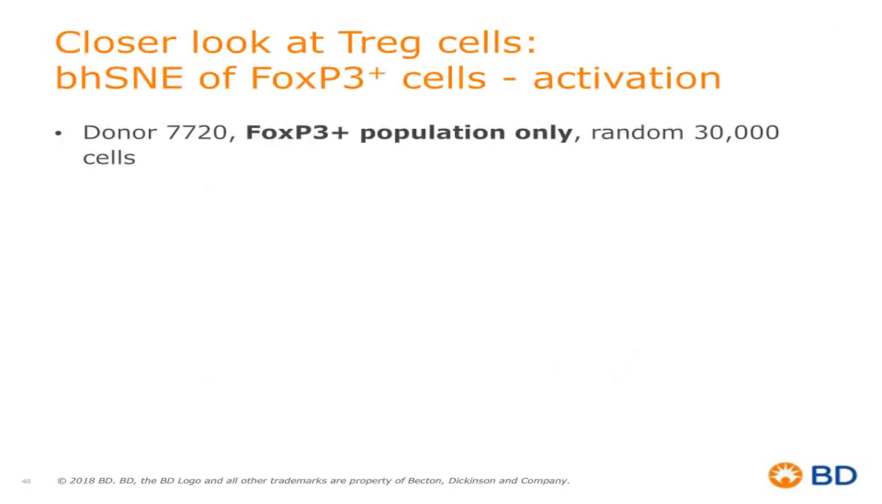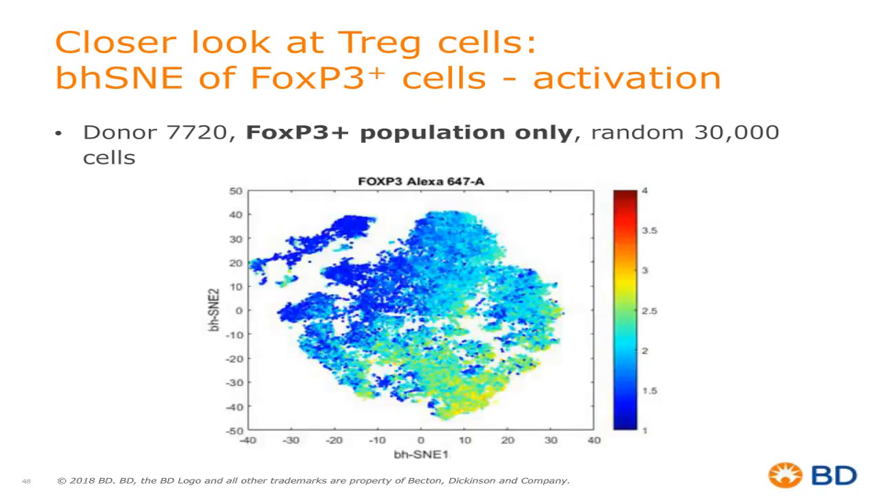So we now want to actually drill in deeper into the FOXP3 positive cells. And so we previously had looked at all of the lymphocytes, but we're now going to go ahead and look at specifically donor 7720 and look at the FOXP3 positive population only. We're going to do a random sampling of 30,000 cells within the FOXP3 positive population, and then run our Tyznik or Biosciences plot.